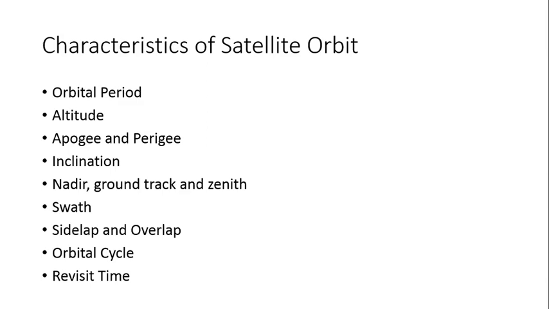For example, the swath of the IRS-1C LISS-3 sensor is 141 km in the visible band and 148 km in the shortwave infrared band. It varies from sensor to sensor. The side lap and overlap. You are quite familiar with these terms, the side lap and overlap.